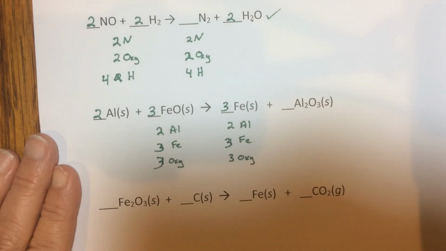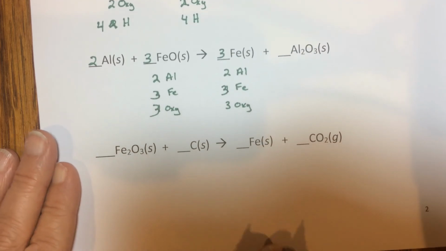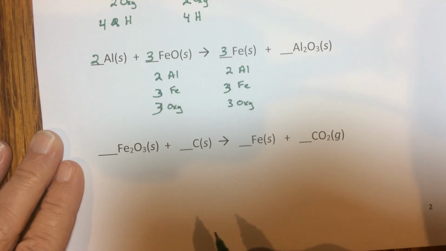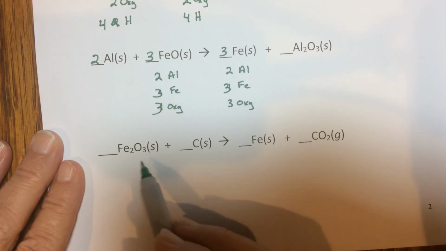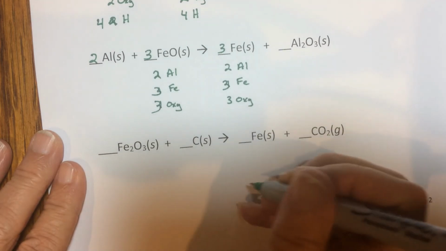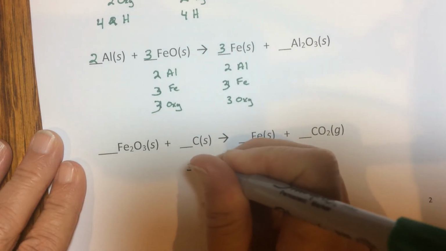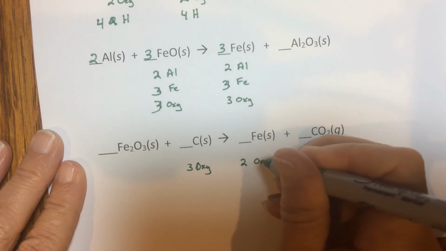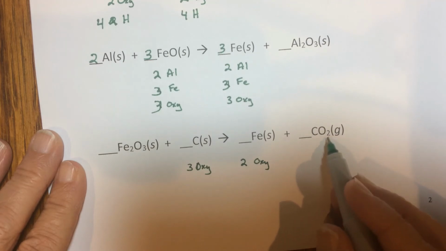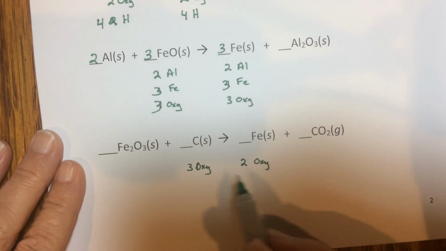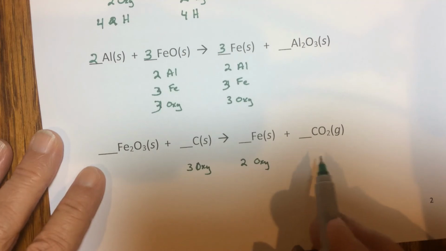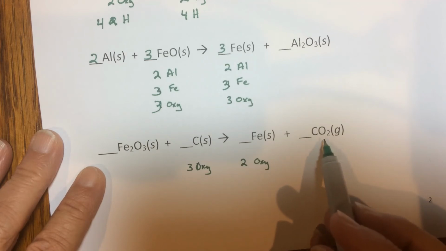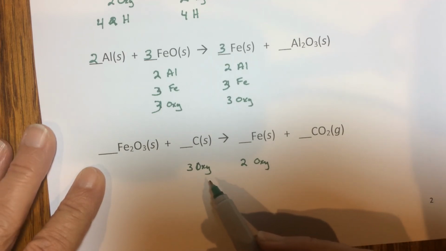Now let's do this last one. This one's a little bit tricky. I'm going to start with the oxygen, partly because I'm looking and I've got 3 oxygens over here on the reactant side, and I have 2 oxygens over here. Well, the only way I'm going to be able to balance this, I have to have the same number of oxygens on the reactant side as I have on the product side. The way to balance that is going to be to have 6 oxygens.